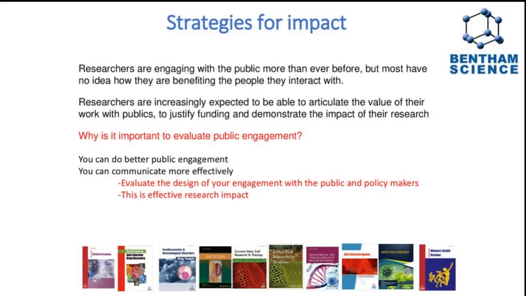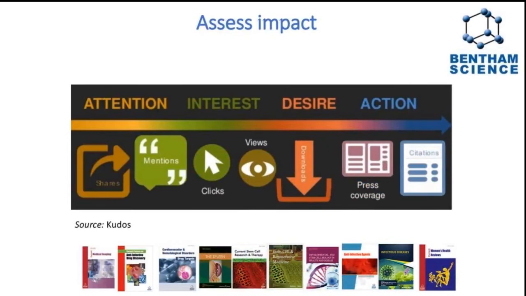Remember the second half of that diagram that I showed you. We're looking for socioeconomic and societal benefits, to evaluate your engagement with the public and, of course, with policymakers. This is where your research impact actually lies. Academic plus societal and economic. So what can we do to assess? What can we do to make sure that we're making the biggest difference with our research?